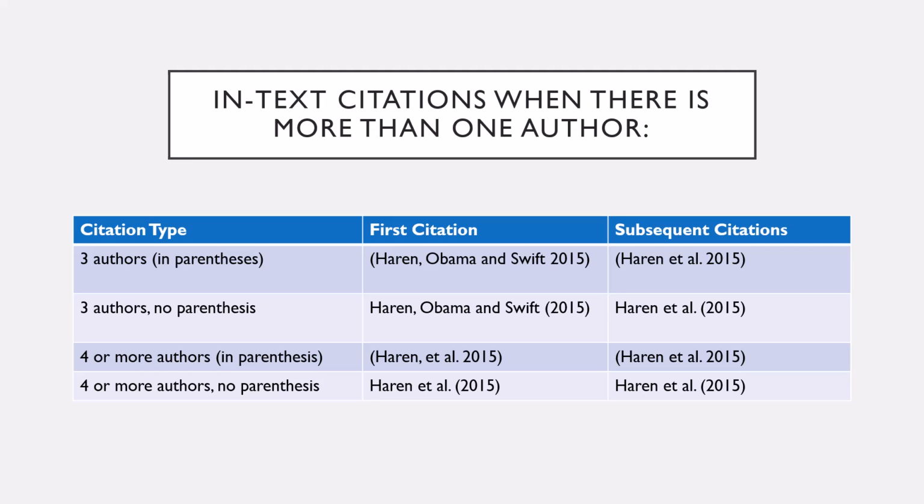If you have four or more authors in a citation, you don't even bother with writing all the names out the first time you include them in an in-text citation. You just begin with the first author's last name, followed by et al.